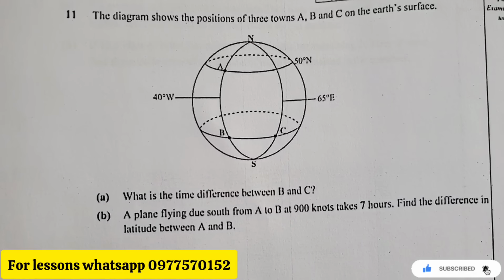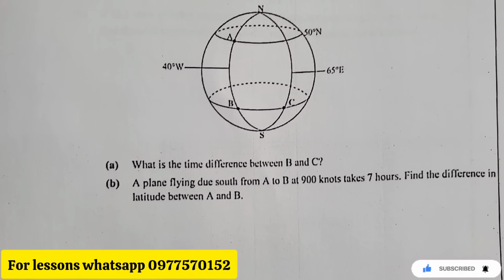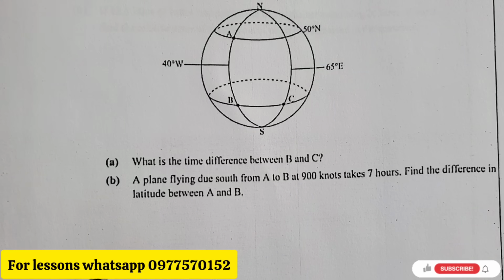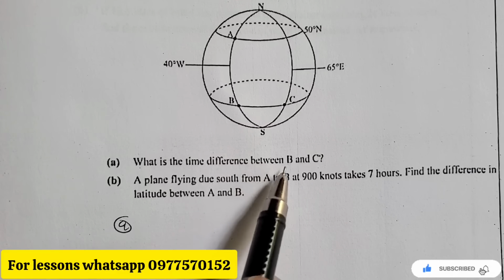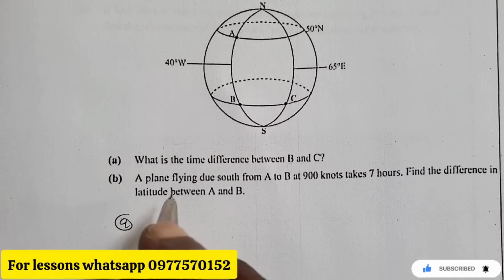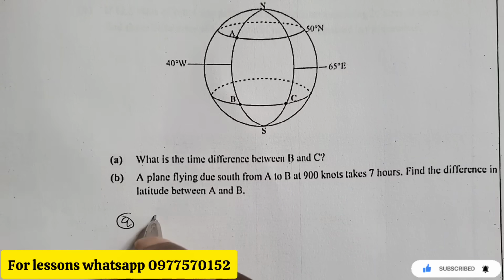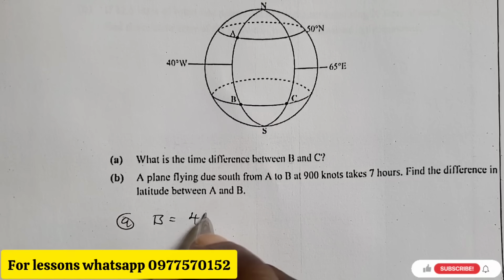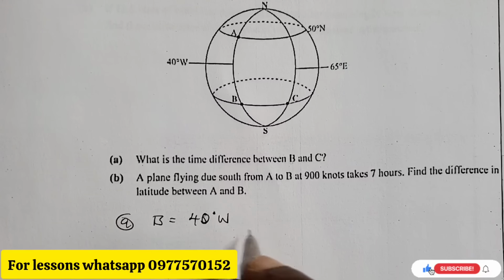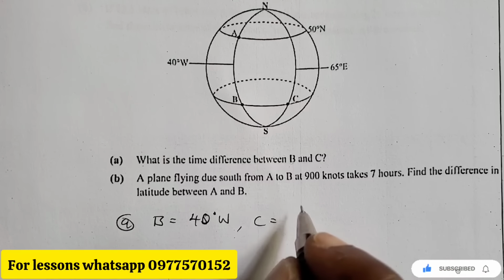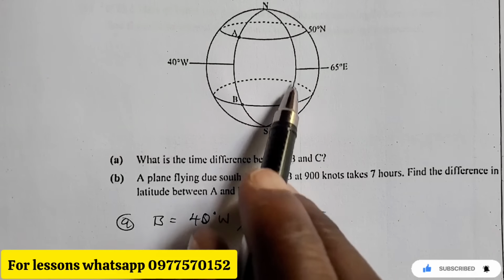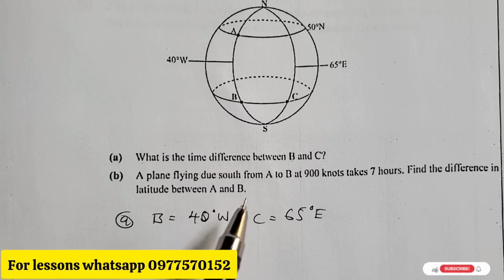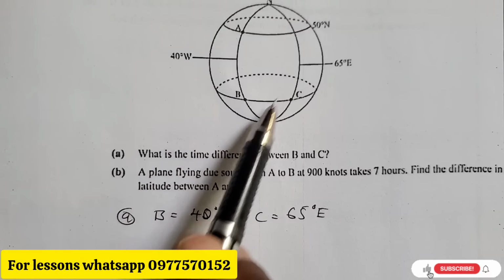This is very simple. When calculating time, you deal with longitudes. So you ask yourself, on which longitude is B? B is on longitude 40 degrees west, then C is on longitude 65 degrees east. Longitudes are lines that run from north to south.